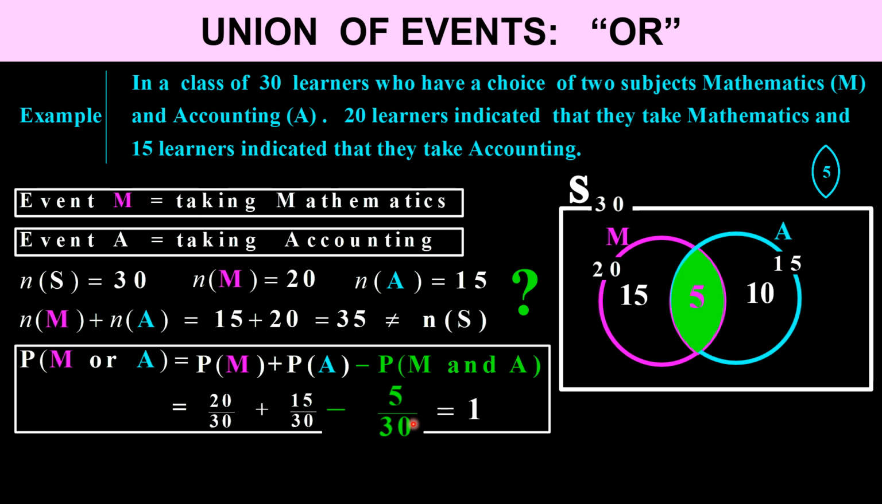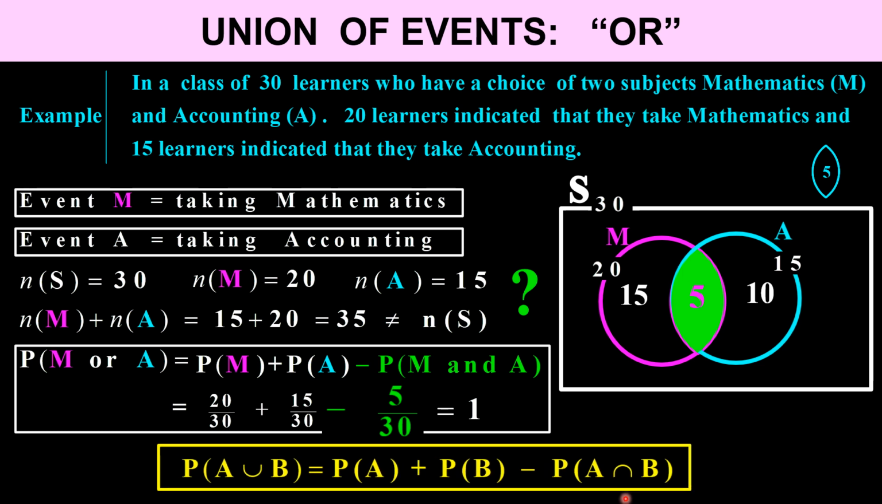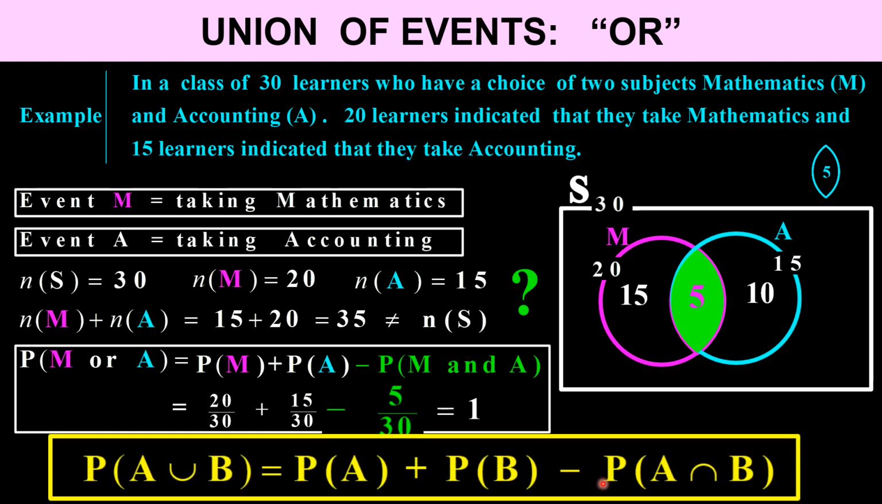Okay. Now we can see, if we take the probability of the union of 2 events, then it's the probability of the one event plus the probability of the second event minus the probability of their intersection, right? So we state it this way: the probability of A or B is the probability of A plus the probability of B minus the probability of their intersection.